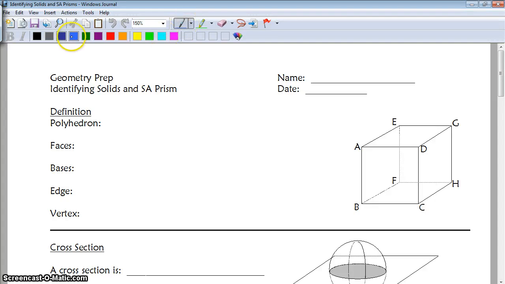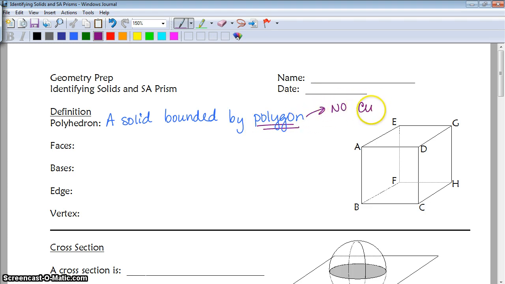Today we are going to start the very first section of our last unit. In order to do that, we need to define a polyhedron. A polyhedron is a solid bounded by polygons. Now I'm just going to make a little side note here. Remember, polygons have no curved edges or no curves, and just make sure that it is also enclosed.